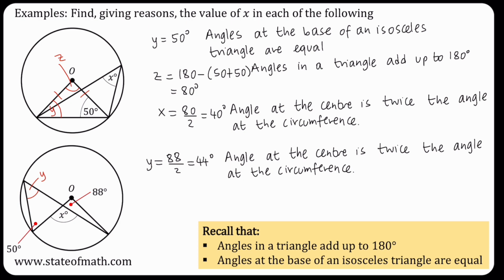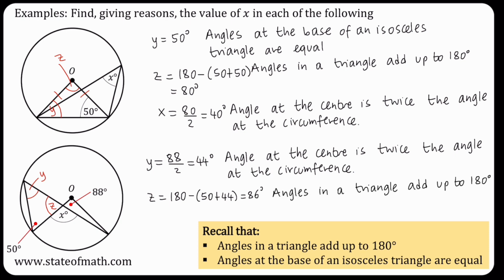And then if we call the third angle in the triangle on the right to be z, we can find z by doing 180 minus the 50 and the 44. This gives an answer of 86 degrees, and the reason is that angles in a triangle add up to 180 degrees. So we now know that x must be 180 minus 86, which turns out to be 94 degrees, and the reason now is that angles on a line add up to 180 degrees.